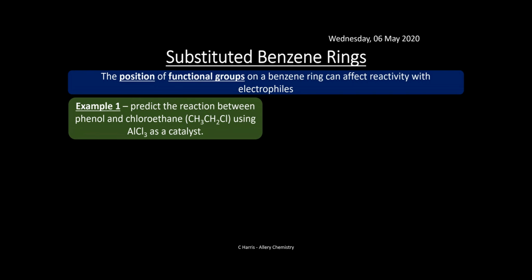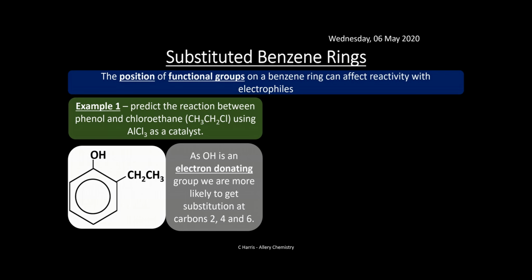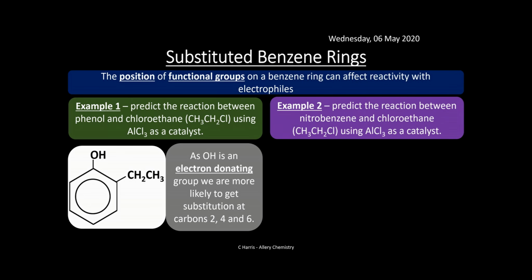So let's look at an example of these different types of reactions. Let's predict the reaction between phenol and chloroethane, which is CH3CH2Cl, using AlCl3 as a catalyst. As the OH is an electron donating group, it pushes electrons into that benzene ring structure, that delocalized structure, then we're more likely to get substitution at carbons 2, 4, and 6.